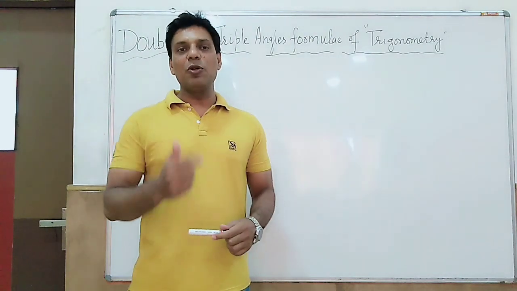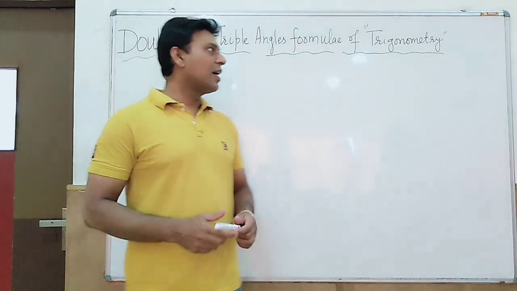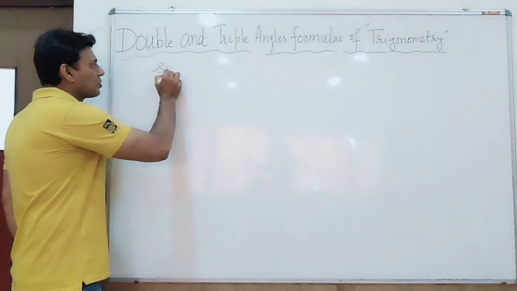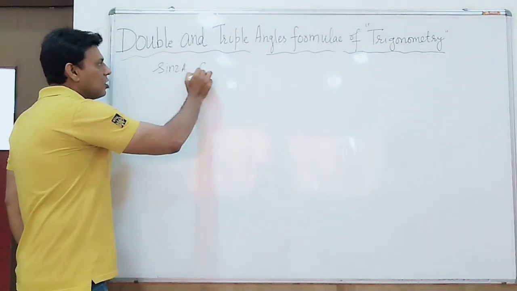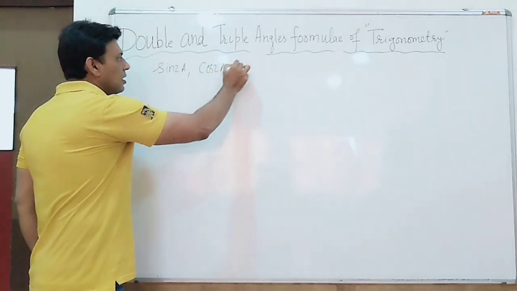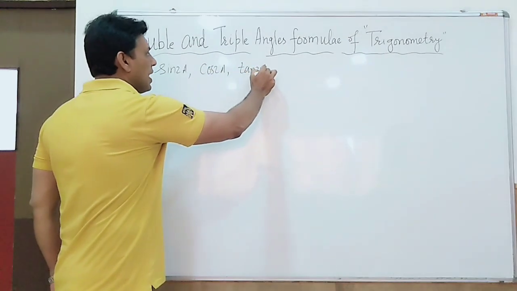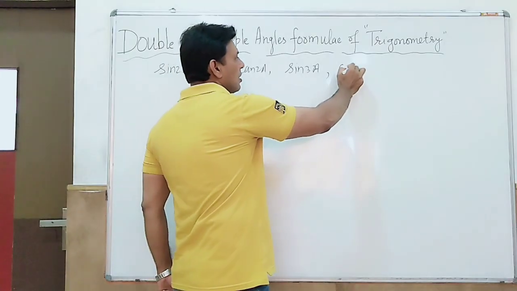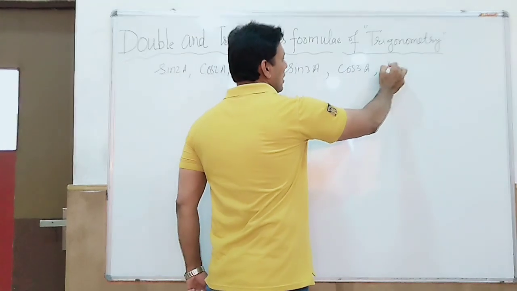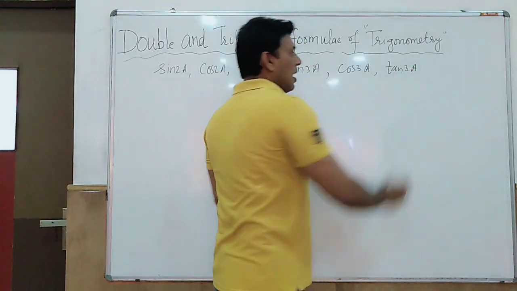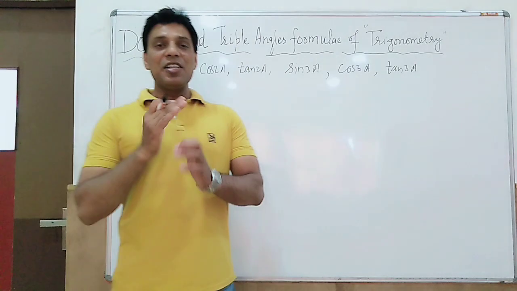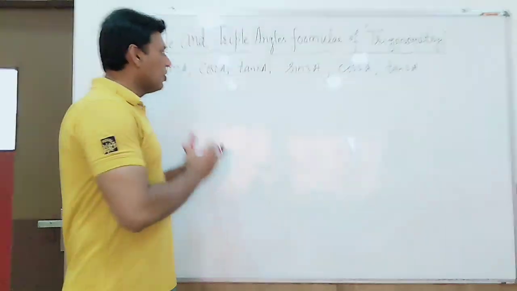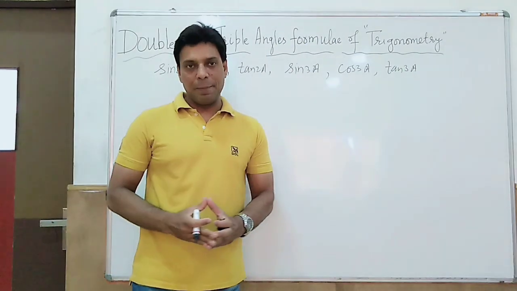So first we are going to make the formula for sine 2A. It means we are going to study the formulas for sine 2A, cos 2A, tan 2A. Similarly, the formulas for sine 3A, cos 3A, tan 3A. And in the next video, I will teach you how to produce the formula for A by 2. So in this video, we are going to do these formulae.